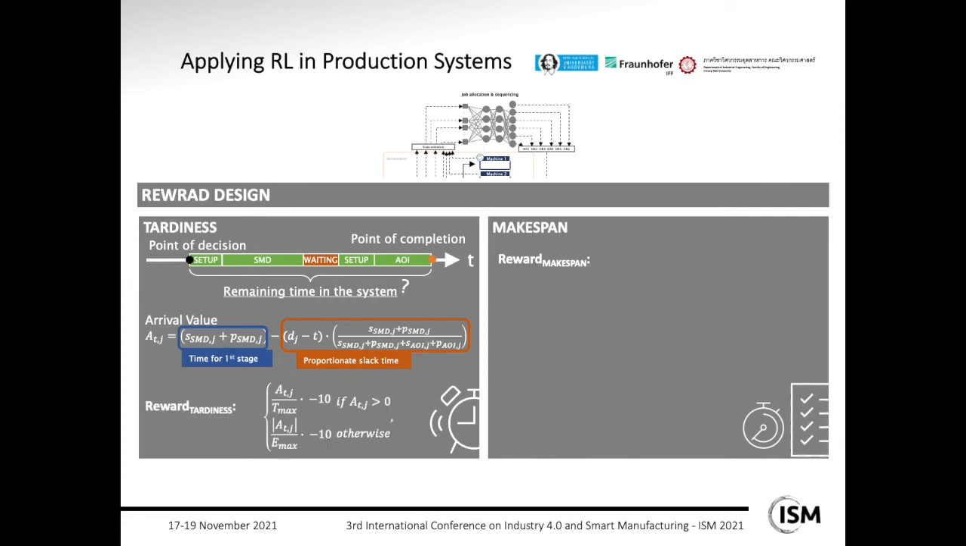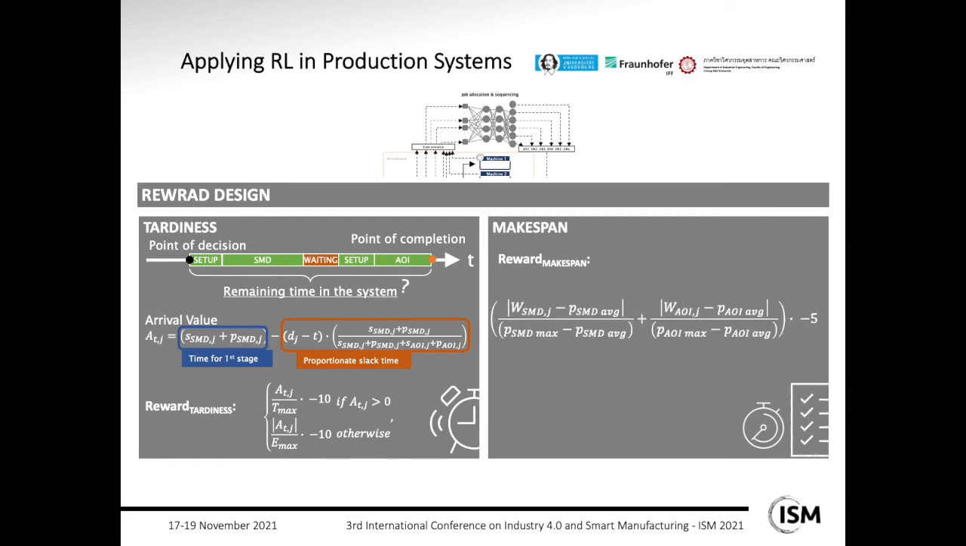And then we're transforming this arrival value and comparing it to the maximum possible tardiness or earliness, and we can see the best results when we're not only punishing the late arrivals but also the early arrivals to keep a balanced tardiness level.